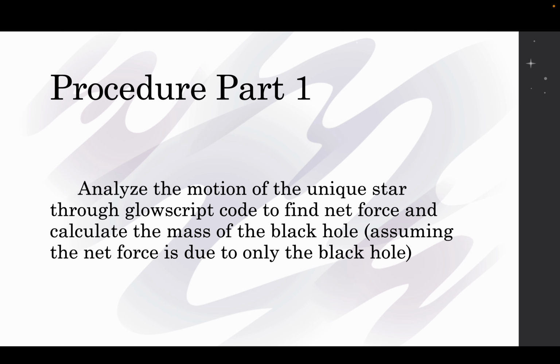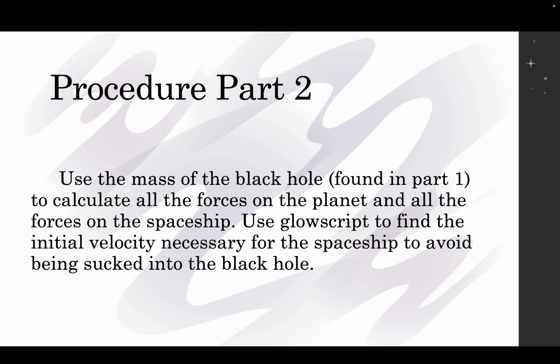A brief procedure, part 1. Analyze the motion of a unique star through GlowScript code to find the net force and calculate the mass of the black hole, assuming the net force is due to only the black hole. Part 2. Use the mass of the black hole found in part 1 to calculate all the forces on the planet and all the forces on the spaceship. Use GlowScript to find the initial velocity necessary for the spaceship to avoid being sucked into the black hole.